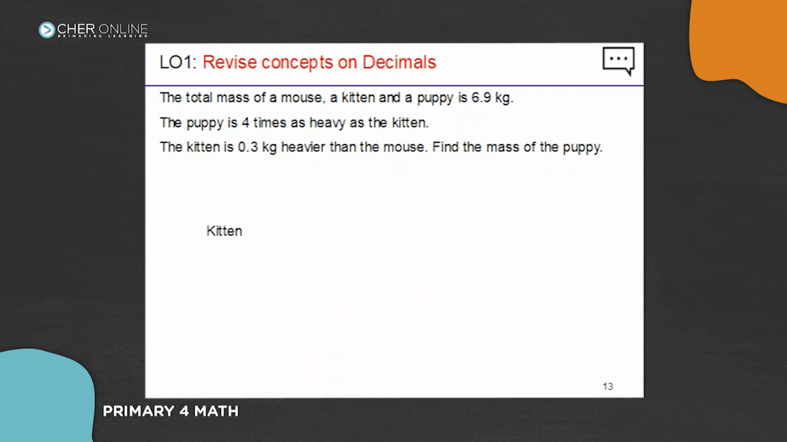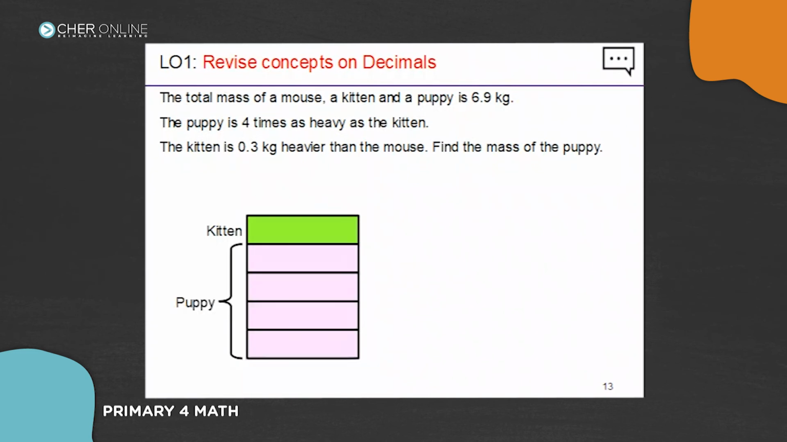So the puppy is 4 times the kitten. We can do the stacking method or we can do side by side. And then the mouse is 0.3 kg lighter than the kitten, so it's easier to draw the mouse on top, next to the kitten, so we can compare. 0.3. So altogether is 6.9 kg. We're going to find the mass of the puppy.